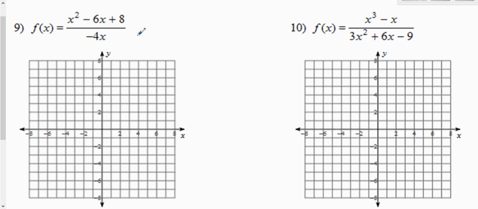This is 4.5 test review numbers 9 and 10. So for here we need to factor the numerator. The denominator we don't need to worry about. It's not factorable. So for the numerator we will get x minus 4 times x minus 2.